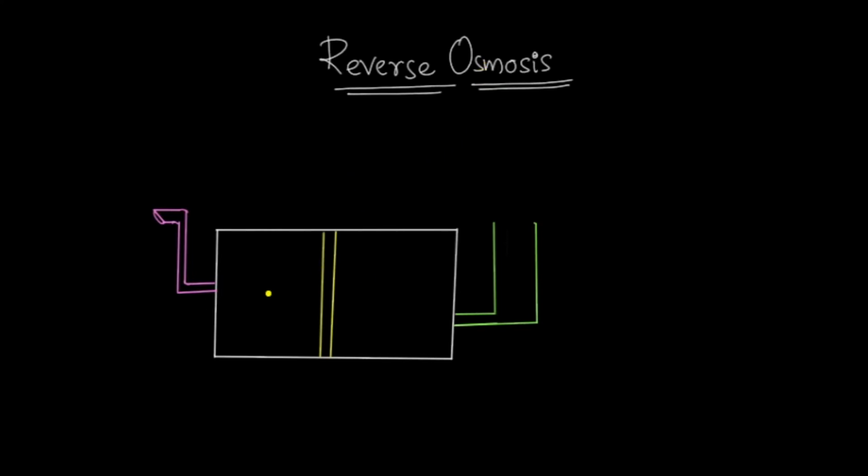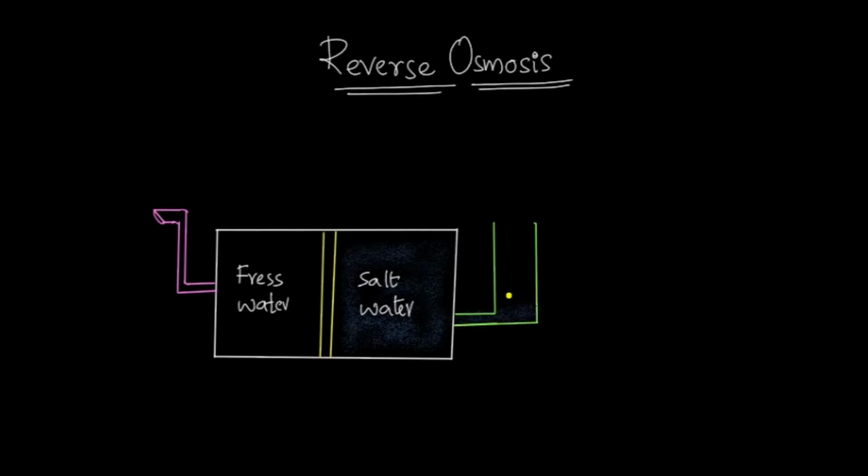Now, this is the apparatus which shows reverse osmosis. In this compartment or zone, I have fresh water. And in this, I have the salt water. The salt water looks like this. The salt water in this compartment is rising up to here, and in this one, the completely filled fresh water is there.